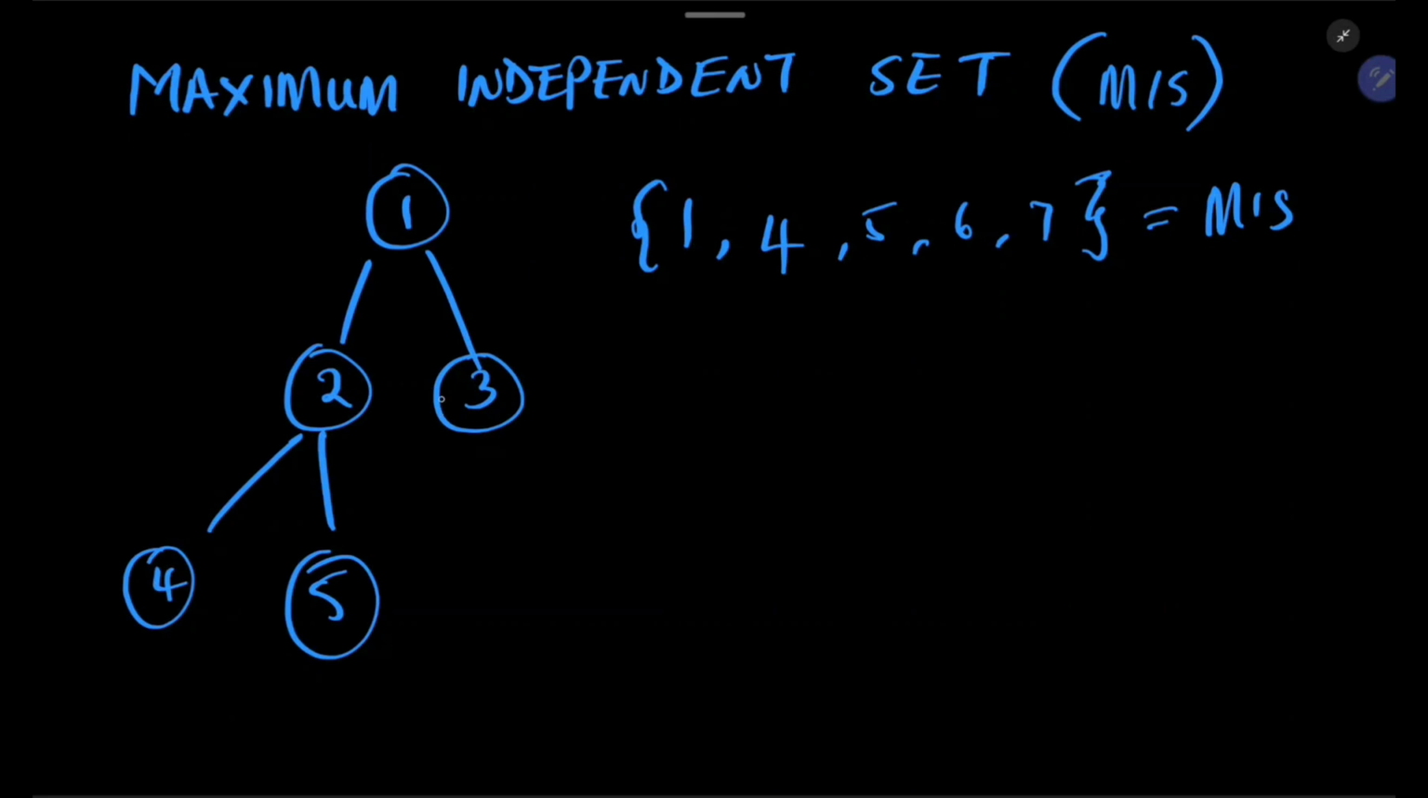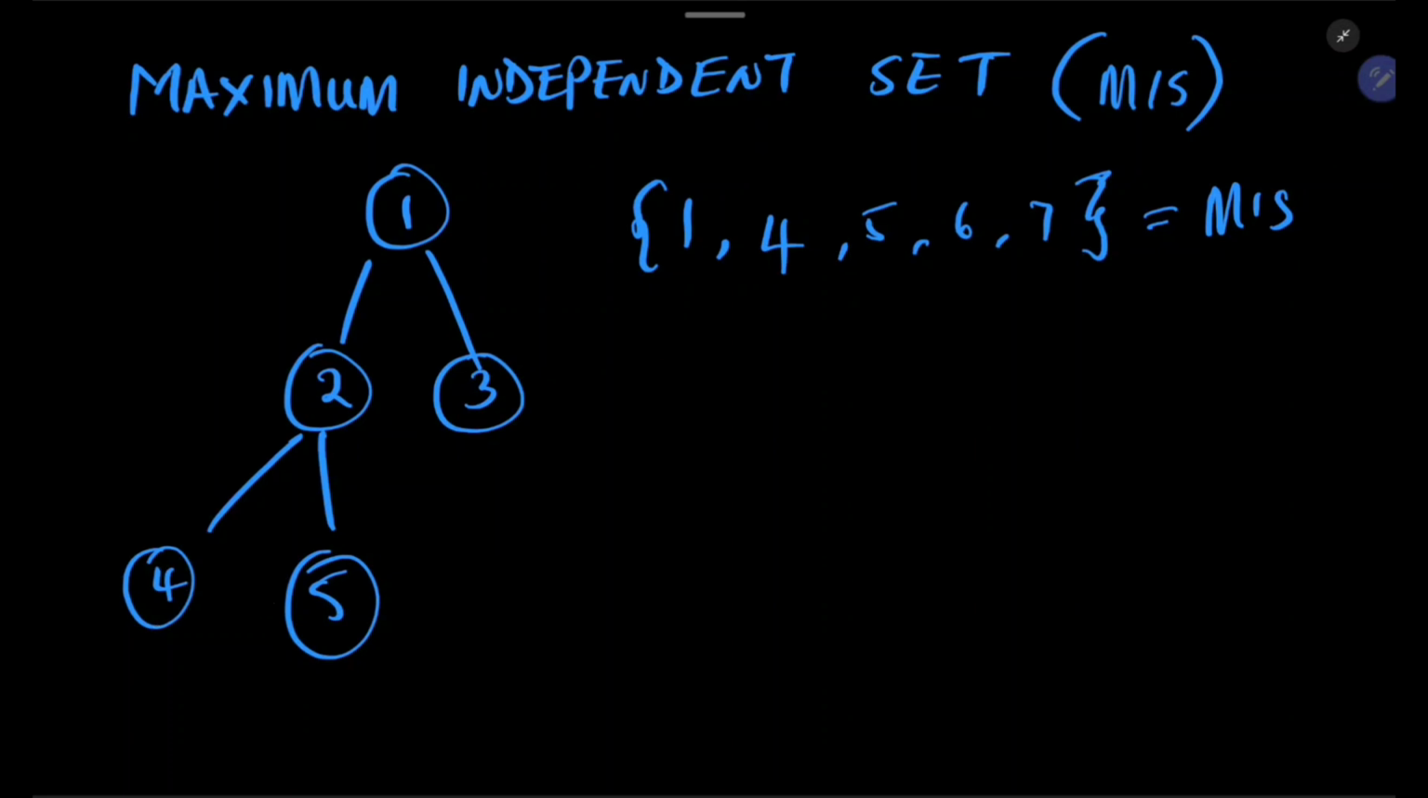If we chose 2, 3, we can't choose 1 and we can't choose 4, 5. But we see that if we choose 4, 5, and 3, we can't choose 1 and 2. But 4, 5, and 3 has a bigger size than choosing just 2, 3. So we could either go with 3, 4, 5, or we can go with 1, 4, 5. In this case, we have 2 choices of maximum independent sets. Either we go with 1, 4, 5, or we go with 3, 4, 5.